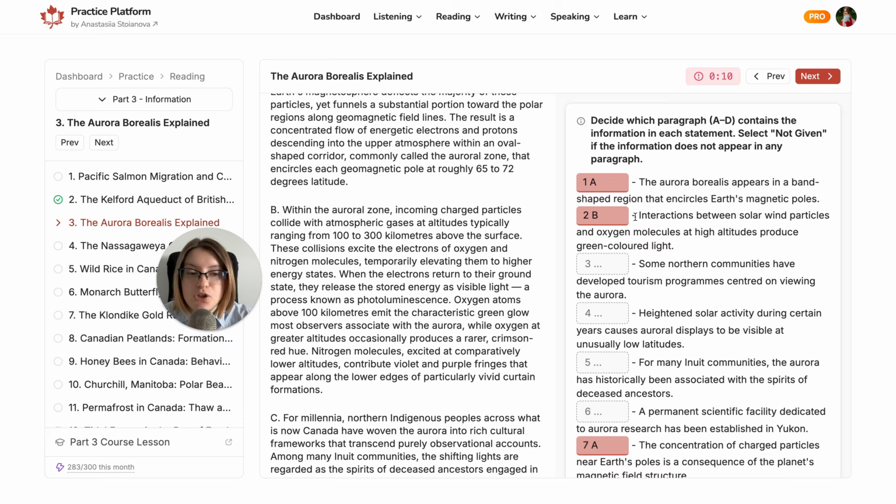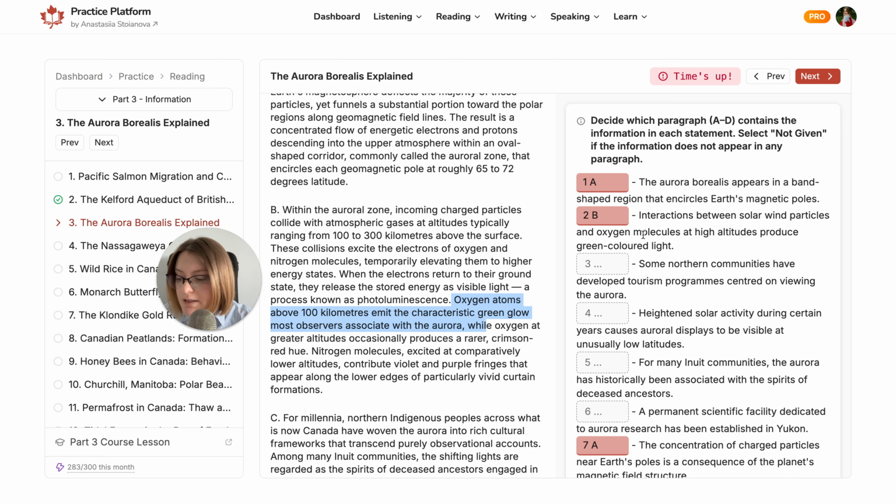Why? It talks about interactions between the particles at high altitudes, and it talks about green-colored light. Notice that in the text, we have exactly that, but instead of the word color, we have the word glow. So this sentence here: oxygen atoms above 100 kilometers emit the characteristic green glow. So that's exactly the idea that we have in the statement.